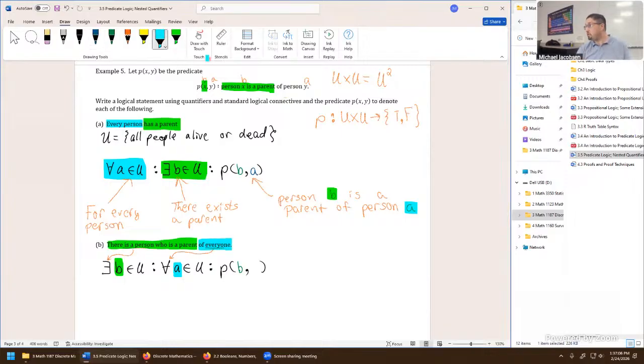So being a parent of person Y, that's the part that goes in blue. That's the second input, the second argument to the function. So A would go here as well. So this is now saying there exists some person, either alive or dead, who is a parent of every possible person. If we write out this statement, person B is a parent of person A, but A is quantified as a universal quantifier, so we mean all possible people. So that's our statement. Any questions at all with writing down part B?